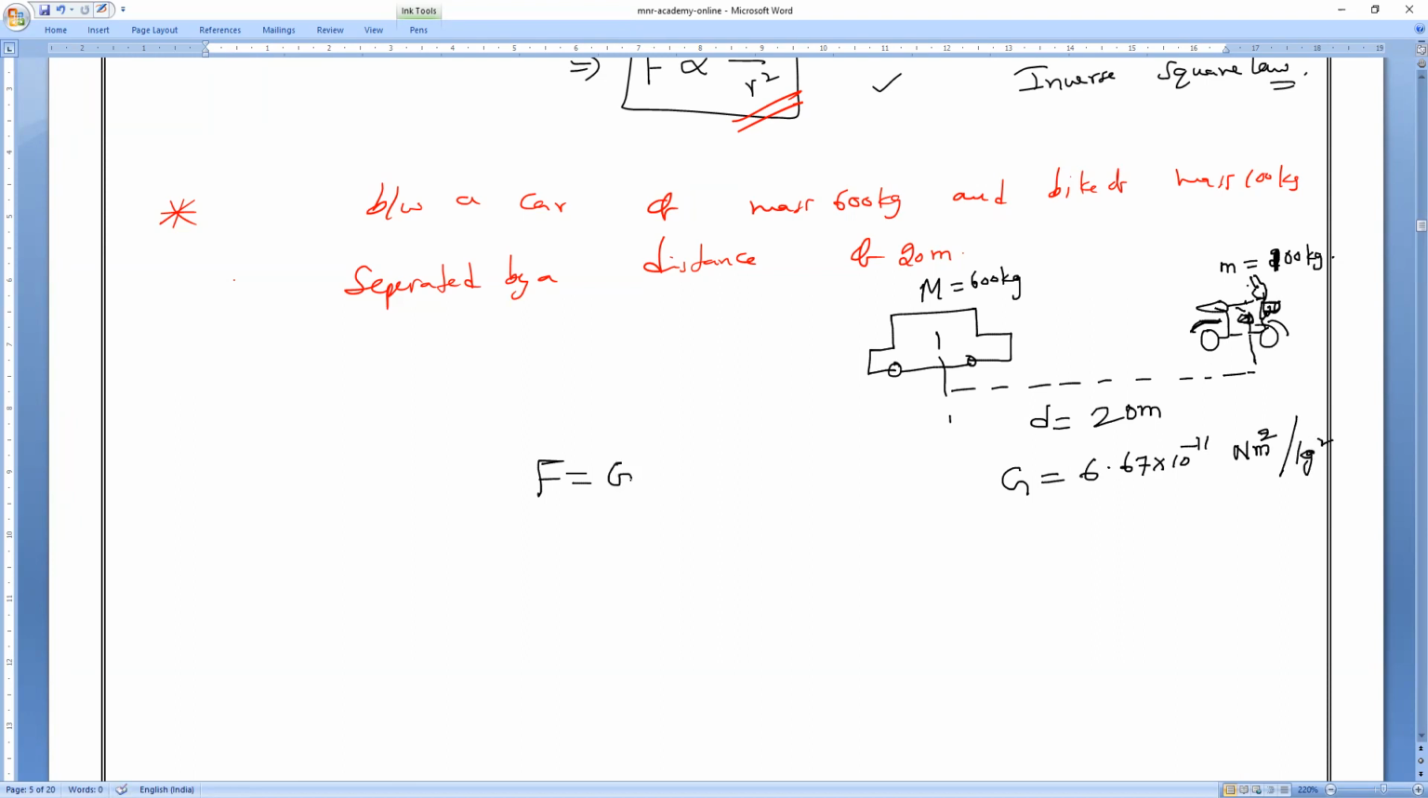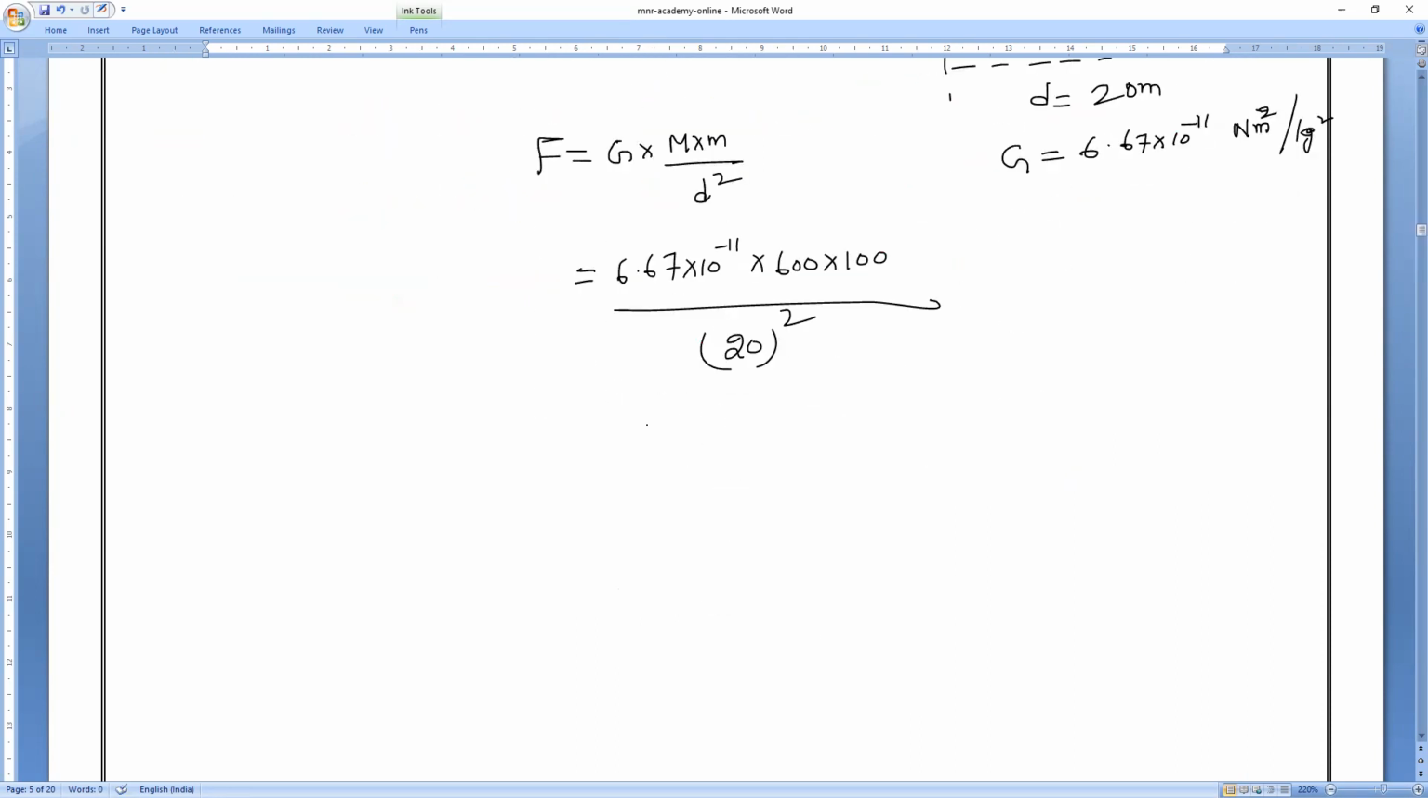So F equals capital G into capital M into small m divided by d square. Which equals capital G value 6.67 into 10 power minus 11, capital M value 600 into small m value 100, divided by d square. So what do you mean by d square? 20 square. Correct? Respond.